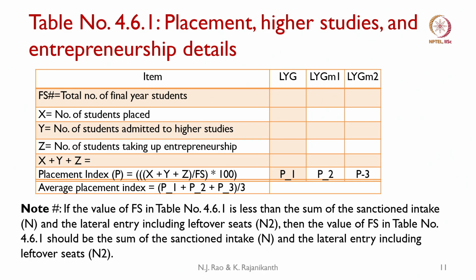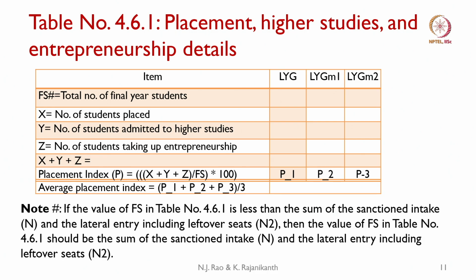Now, if the total number of final year students is less than the sum of the sanction intake and the lateral entry including the leftover students, then what do we do? Do we take the actual value of Fs, or do we take the sanction intake plus the lateral entry? What I mean is, for example, the sanction intake is 120 and the lateral entry is 10% of it, let us say that is 12, so 132.